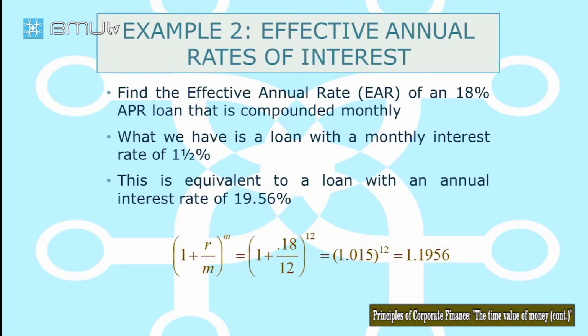Find the effective annual rate of an 18% APR, that's an annual percentage rate loan that's compounded monthly. What we have is a loan with a monthly interest of 1.5%, that's 18% of APR. The monthly rate is 18% divided by 12. This is equivalent to a loan with an annual interest rate of 19.56.